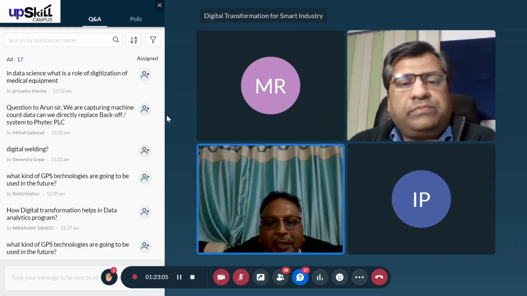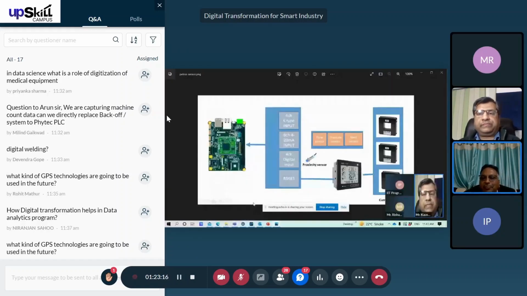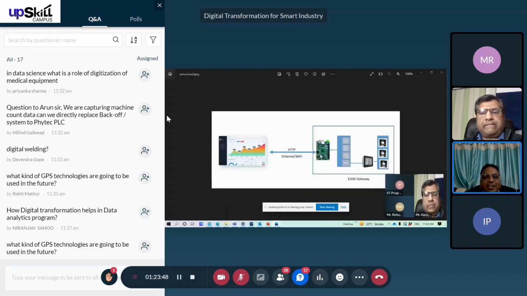Kaushal ji, if you can spare me a minute, I can share the screen and show you a working example of this product. Okay, sir. I think it is visible. Yes, sir, Milind, your screen is visible. Okay, Milind, here you can see that we have used a current transformer, smart energy meter, proximity sensor, flow sensor, pressure sensor, and level sensor on our 8-channel 4 to 20 milliamp input, and a 4-channel K-type thermocouple can also be utilized. At the end, you can see the edge computing device. I hope it is clear. If you go to the next slide, we send this data over HTTP or Ethernet to the data analytics dashboard. Is it visible?